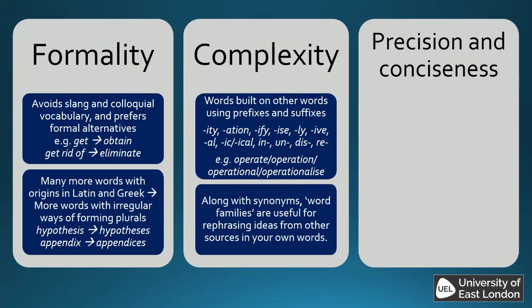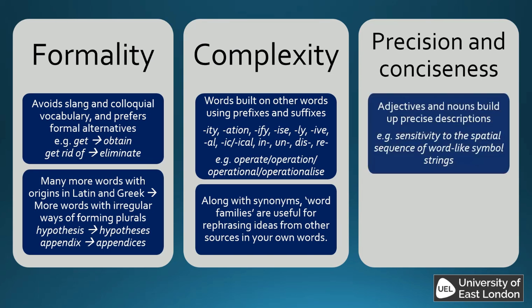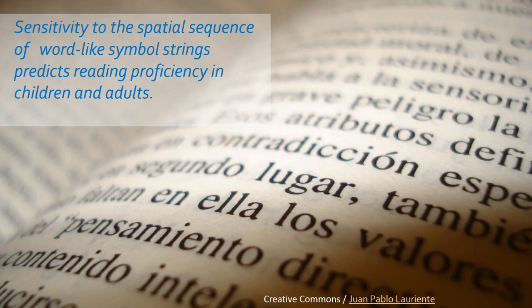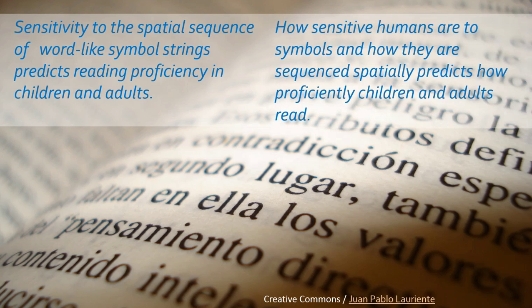In terms of precision and conciseness, by exploiting the complexity of noun-based phrases and word families, we can build up precise and concise descriptions of concepts and ideas, aiding the reader to understand exactly what you're trying to say. For example, if we consider this original sentence, it could be written as follows. However, we can see that word-like symbol strings is much more precise than just symbols.